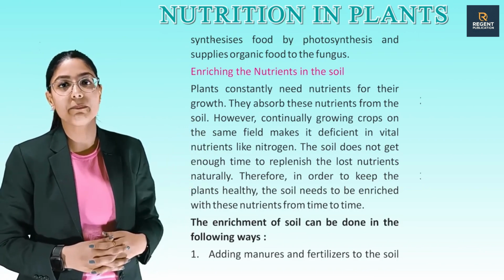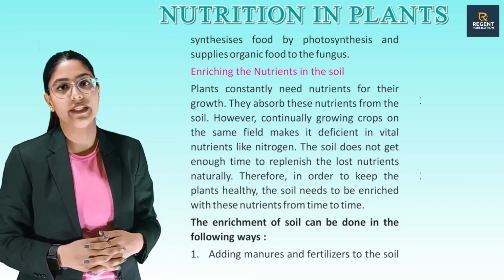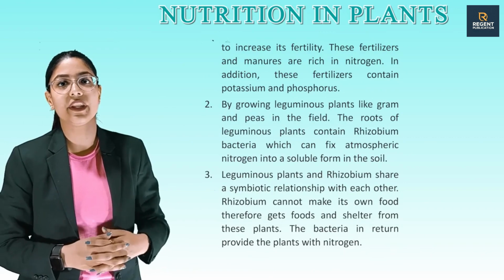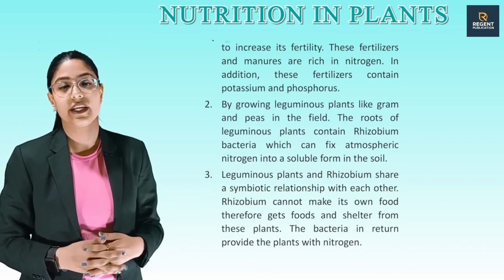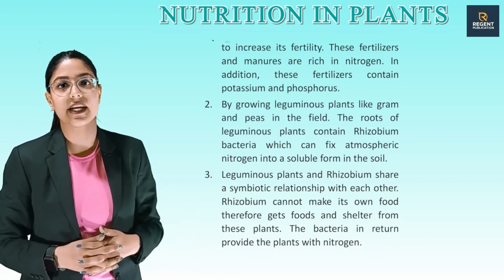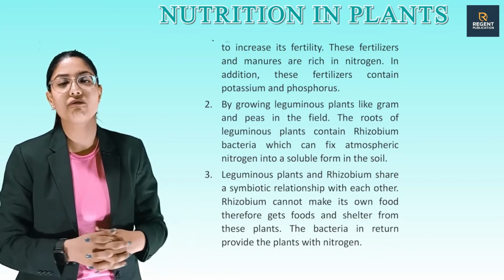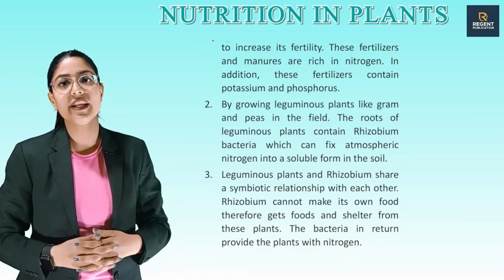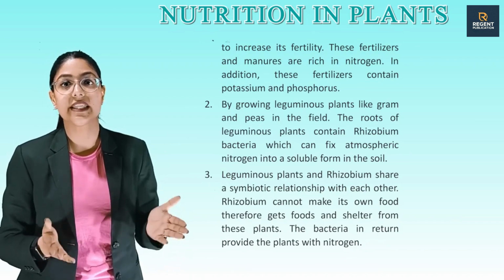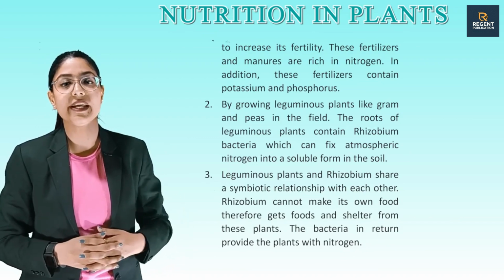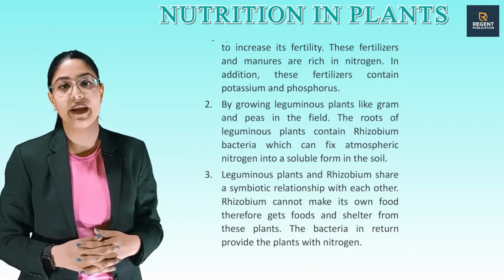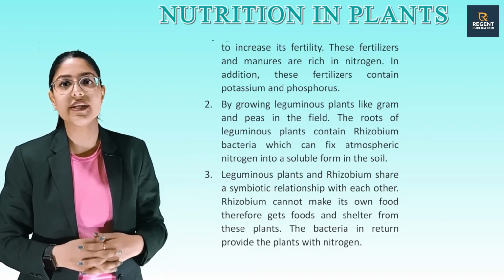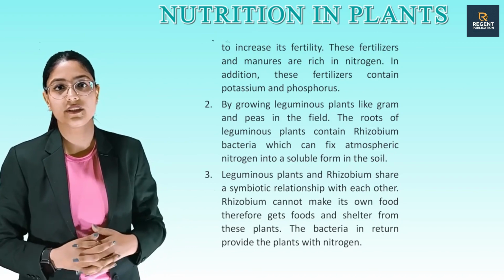First, adding manures and fertilizers to the soil to increase its fertility. These fertilizers and manures are rich in nitrogen. In addition, these fertilizers contain potassium and phosphorus. Second, by growing leguminous plants like gram and peas in the field. The roots of leguminous plants contain rhizobium bacteria which can fix atmospheric nitrogen into a soluble form in the soil.